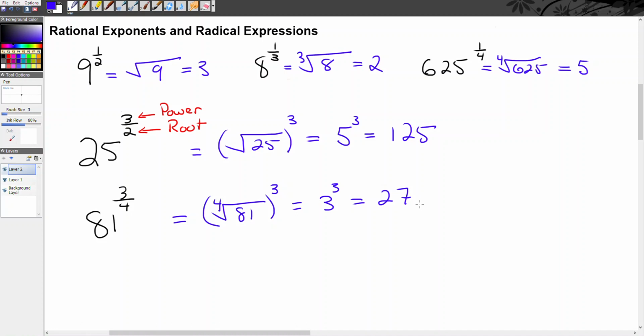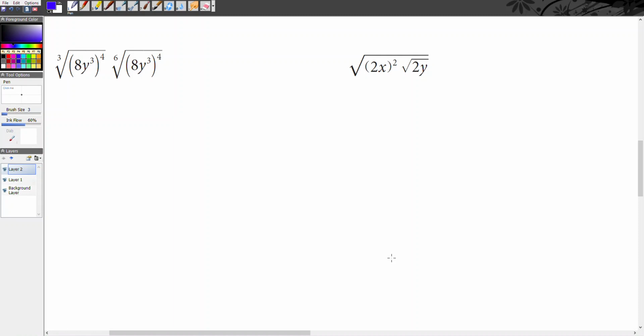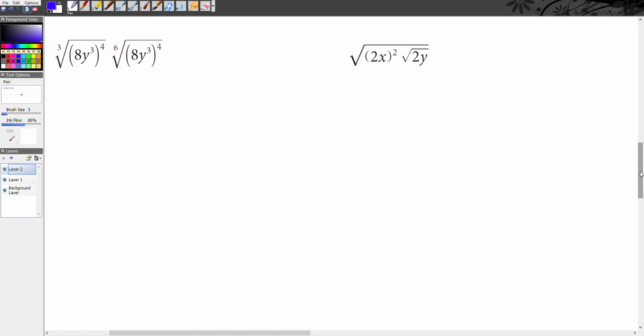So that's how you work with rational exponents. The numerator of the rational exponent is your power, and the denominator is your root. So why do we use rational exponents? Because rational exponents can make it very easy to simplify radical expressions like these that we see here, which can be kind of confusing. But actually, once you rewrite them using rational exponents, they become easier to work with.